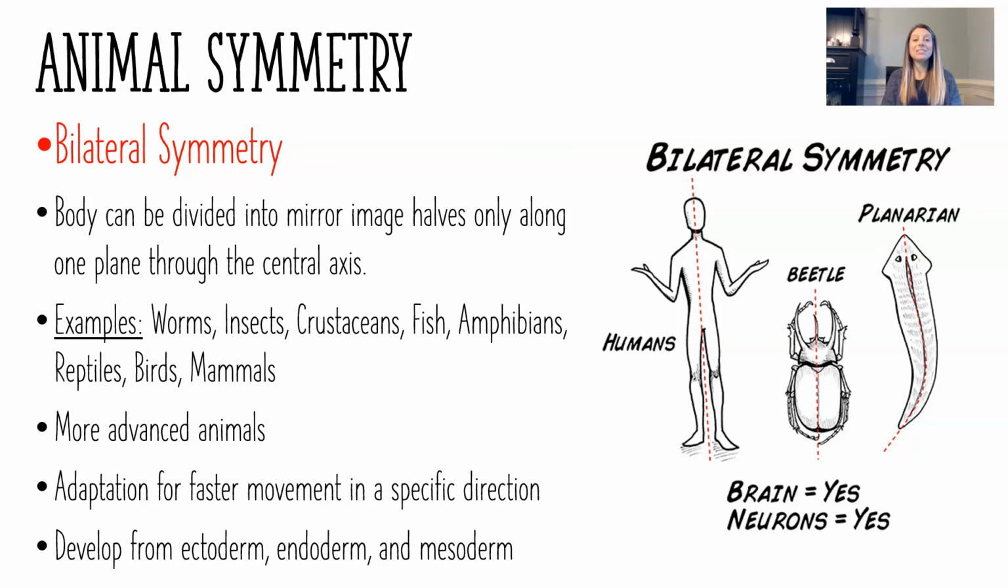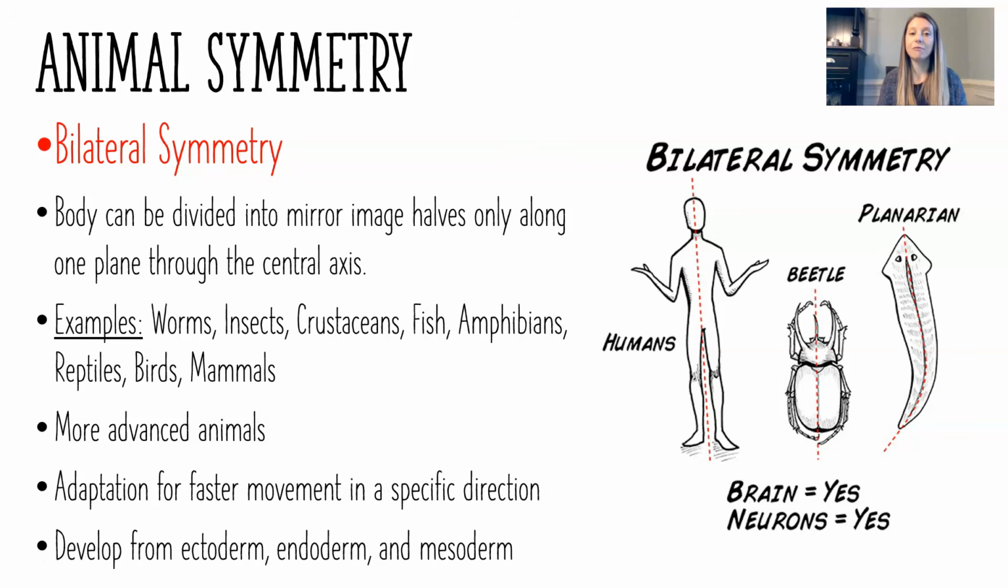Okay, then we have animals that have bilateral symmetry, and this is the most complex form of symmetry. You're going to see this in more complex animals. Bilateral symmetry is when the body can be divided into mirror image halves along one plane through the central axis. Examples are worms, insects, crustaceans, fish, amphibians, reptiles, birds, mammals, humans, right? You could cut us down the middle and we'd be roughly the same on either half. This is going to be seen in your more advanced animals because this is an adaptation for movement in a specific direction. This is an adaptation for animals that are what we call hunters, right? They want to find their prey and be able to move easily in that direction.